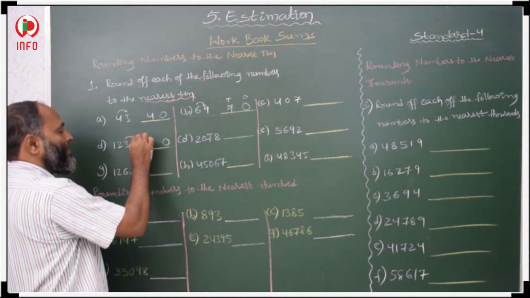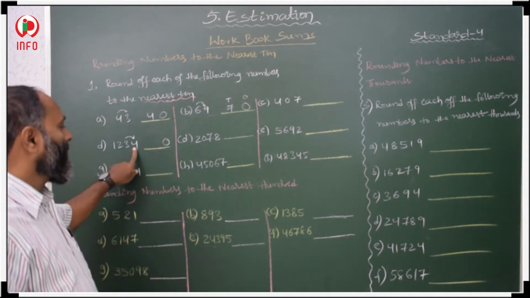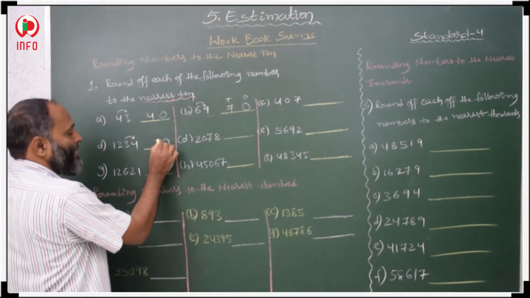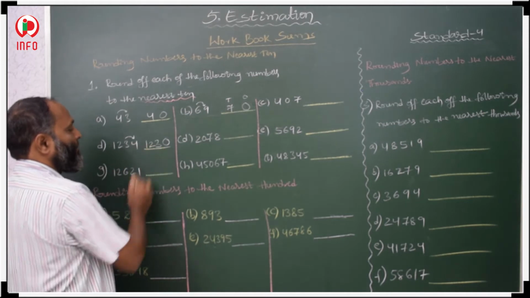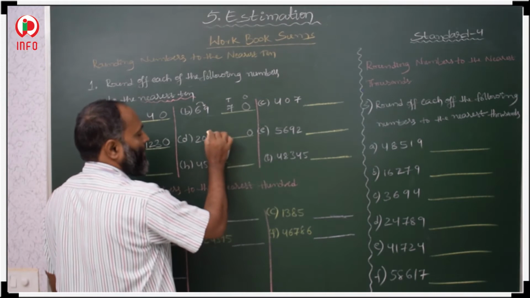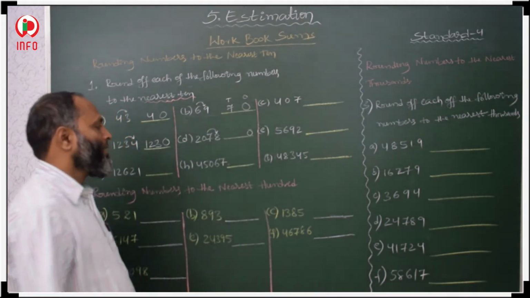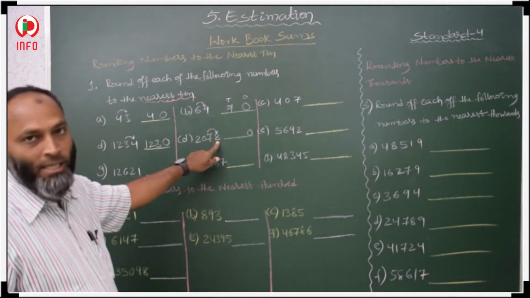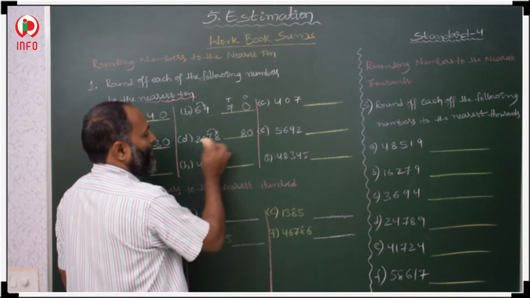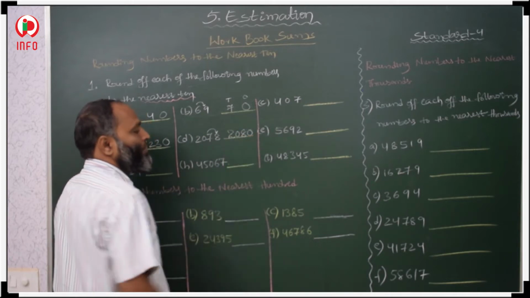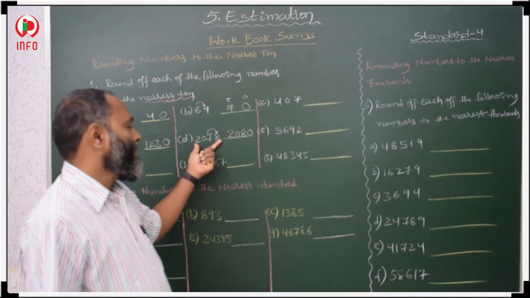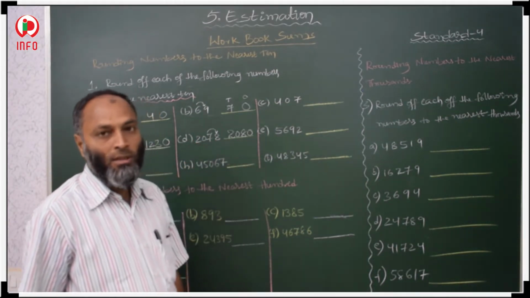Then in the tens place, first we have to check what is there in the ones place. It is less than 5. So 3 we keep as it is, and 1. In the ones place we keep 0. After that we check what is there in the ones place: 8, it is greater than 5. It is greater than 5, so 7 becomes 8 and 20 as it is. 2078, nearest to tens is 2080.